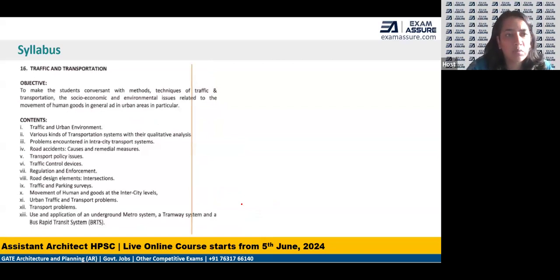In traffic and transportation, again, you're expected to know the environmental issues with respect to traffic and transportation, and various kinds of details, right from the transport policy issues, road design elements, traffic and parking surveys, plus transport problems, movement of humans at city level, what is the BRTS system, all of these road accidents, their causes and remedies.